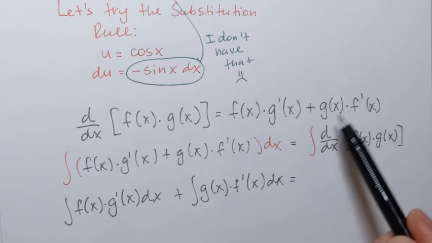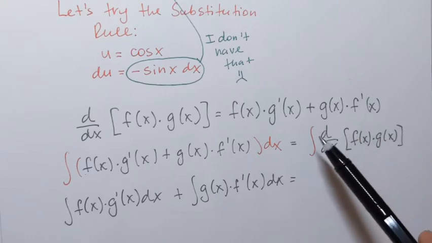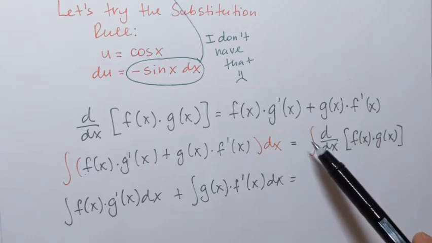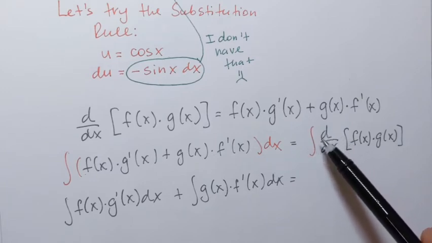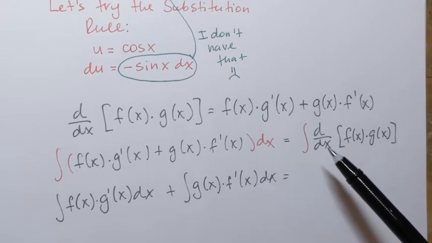Now the right-hand side. What we can see on the right-hand side is that we have an integral, which is the same as an antiderivative, of the derivative. So when we have an integral and a derivative next to each other, they basically cancel each other, right?